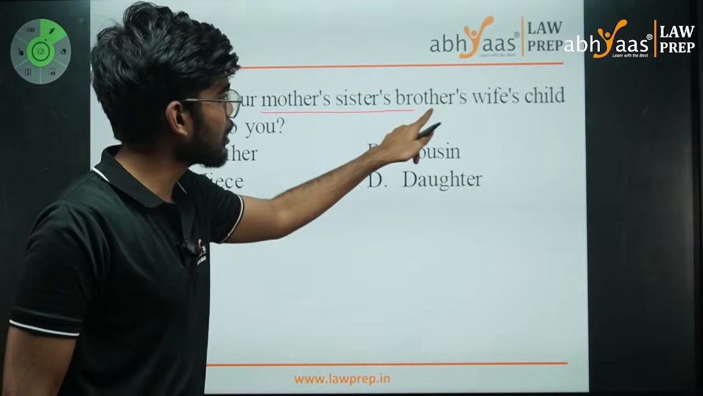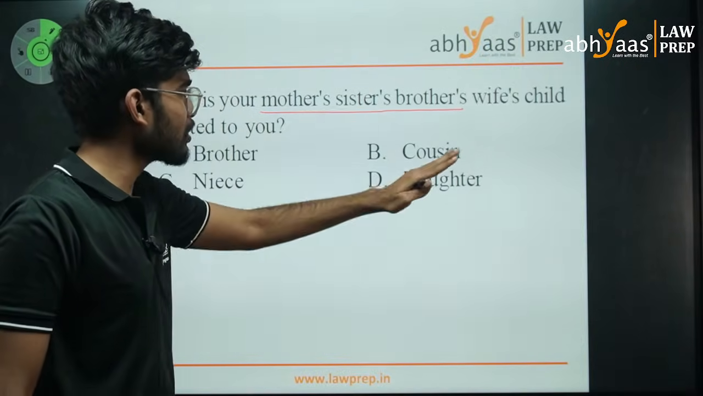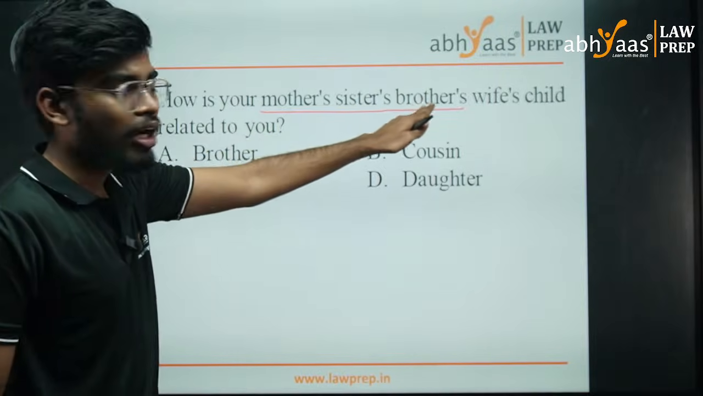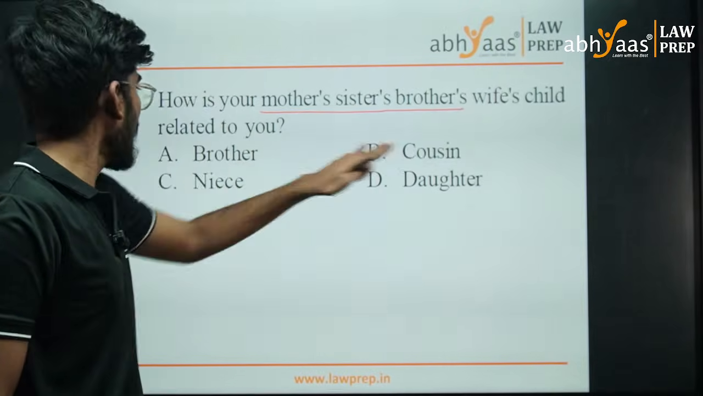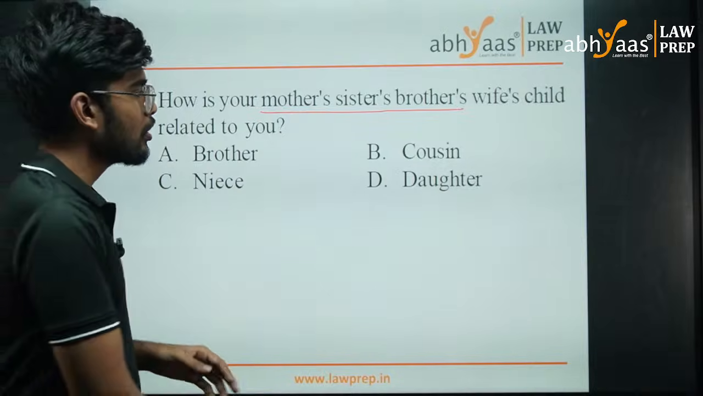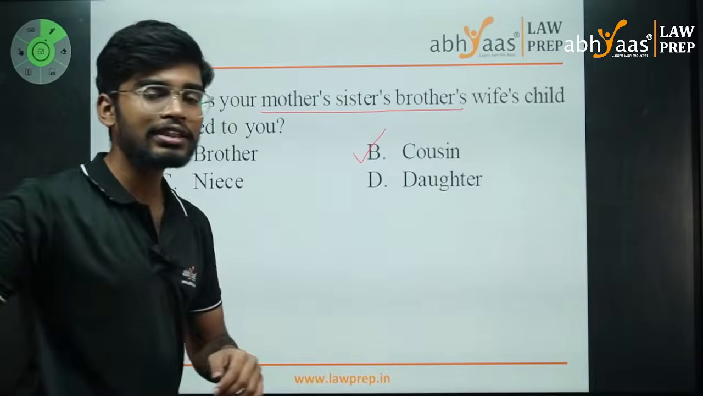Aunt's brother will be what? Mother's sister's brother means directly it's mother's brother, right? Mother's brother is uncle. Uncle's wife is aunt. Aunt's child. How is your aunt's child related to you? Irrespective of the gender, it is obviously a cousin.